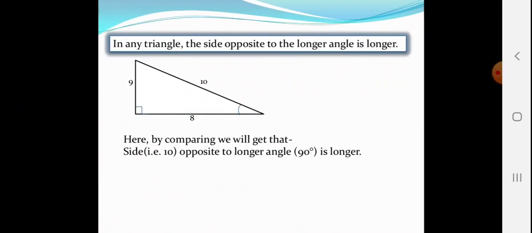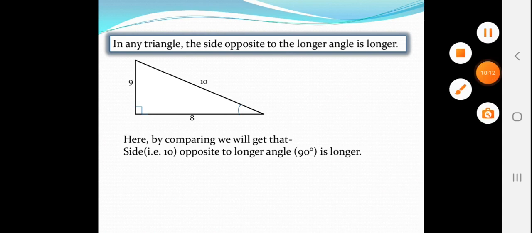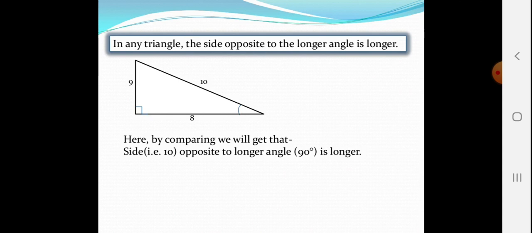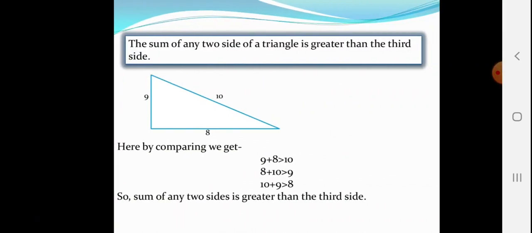In any triangle, the side opposite to the larger angle is longer. So here, that is the converse of the previous criteria. Here I can see that this is a right angle triangle. These two angles are quite smaller. So the opposite side of this angle must be greater, and that is 10. So by comparing, I'll get that side 10, opposite to the larger angle 90 degree, is the longest side.